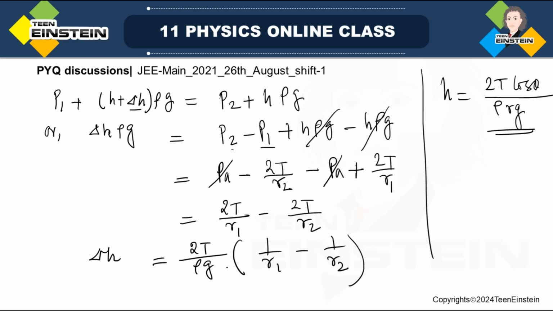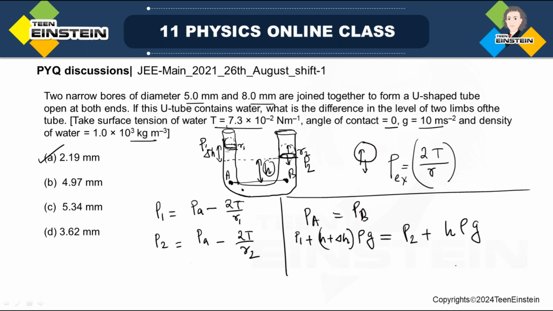Okay, same thing I have got. So if you put the value of T, this will give you 2.19. I'm not doing further millimeter. Okay, so dear students, I hope you have understood. I have solved this in two ways.